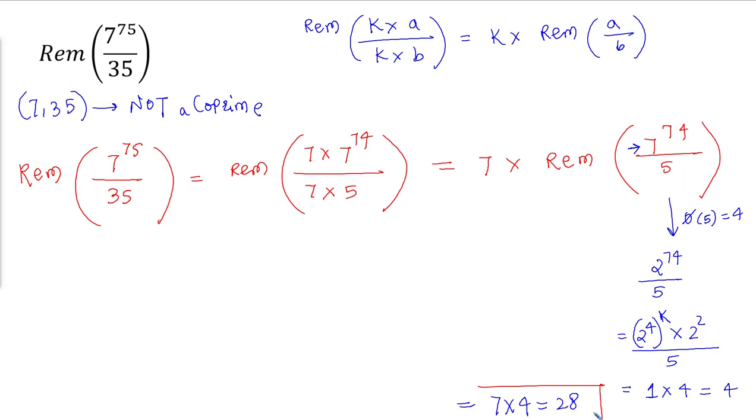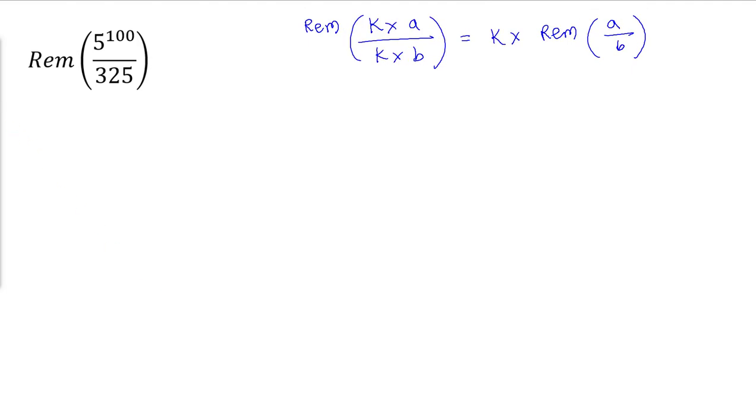Likewise we can solve this type of question. We'll do one more question of this type. The question is 5 to the power 100 divided by 325. Again look here, let me copy that property. This is the property. Over here in the numerator and denominator, 5 square is common. The pair 5, 325 is not co-prime. What is common between 5 to the power 100 and 325? 5 square is common.